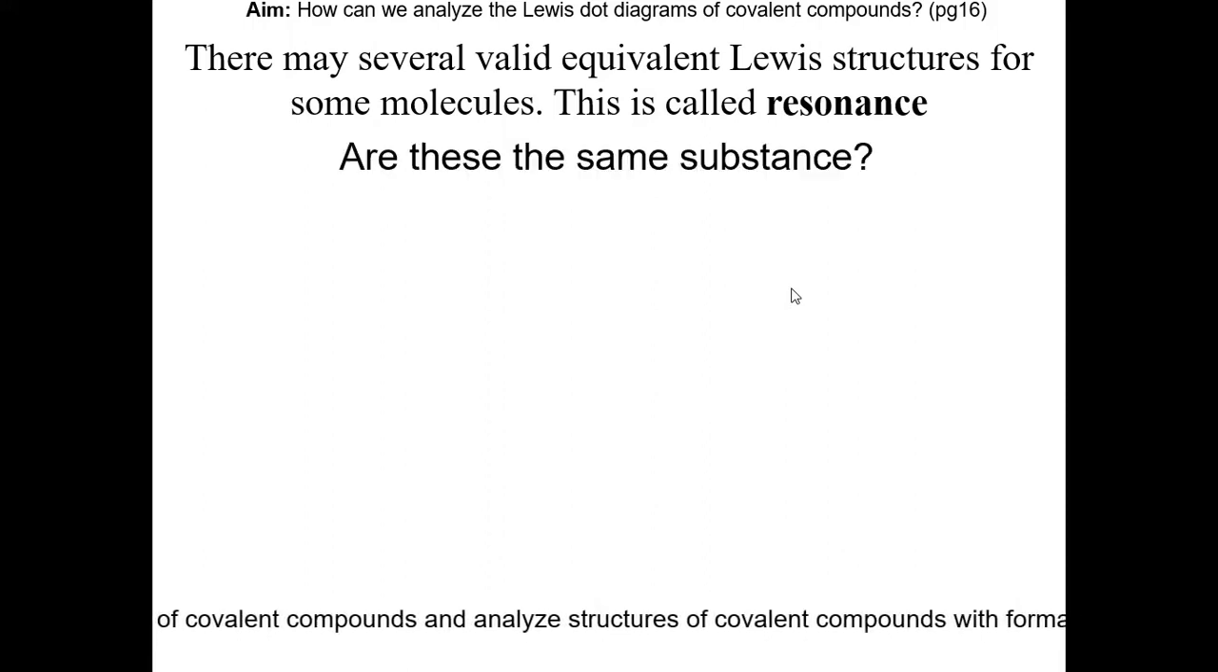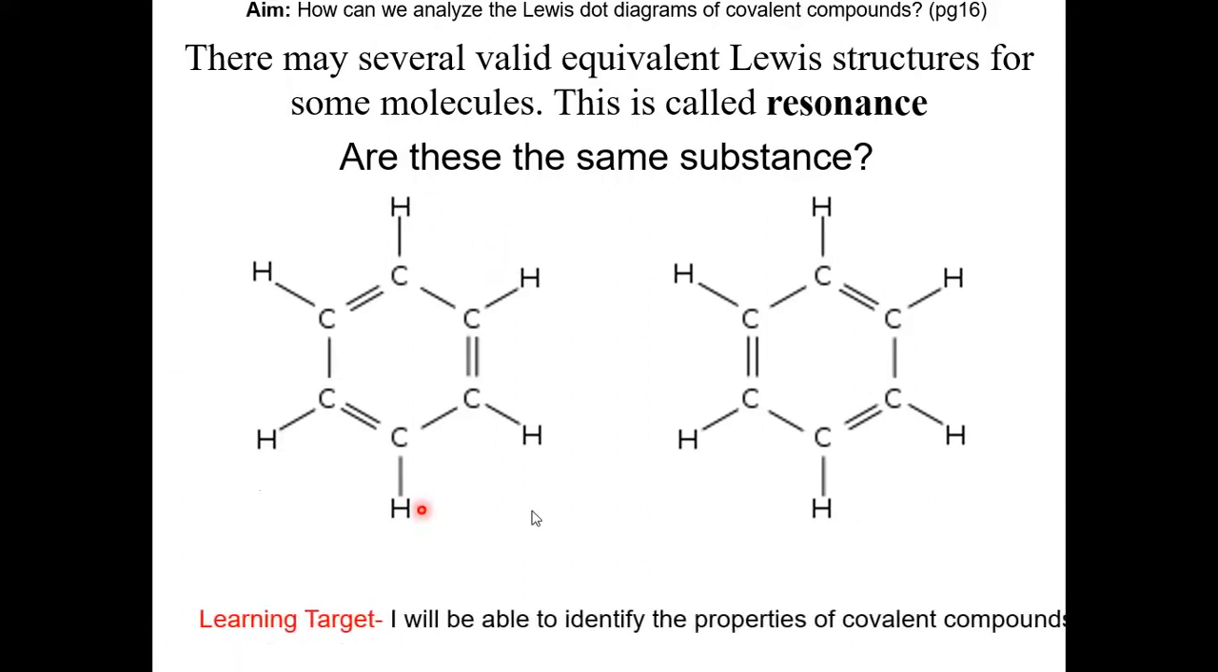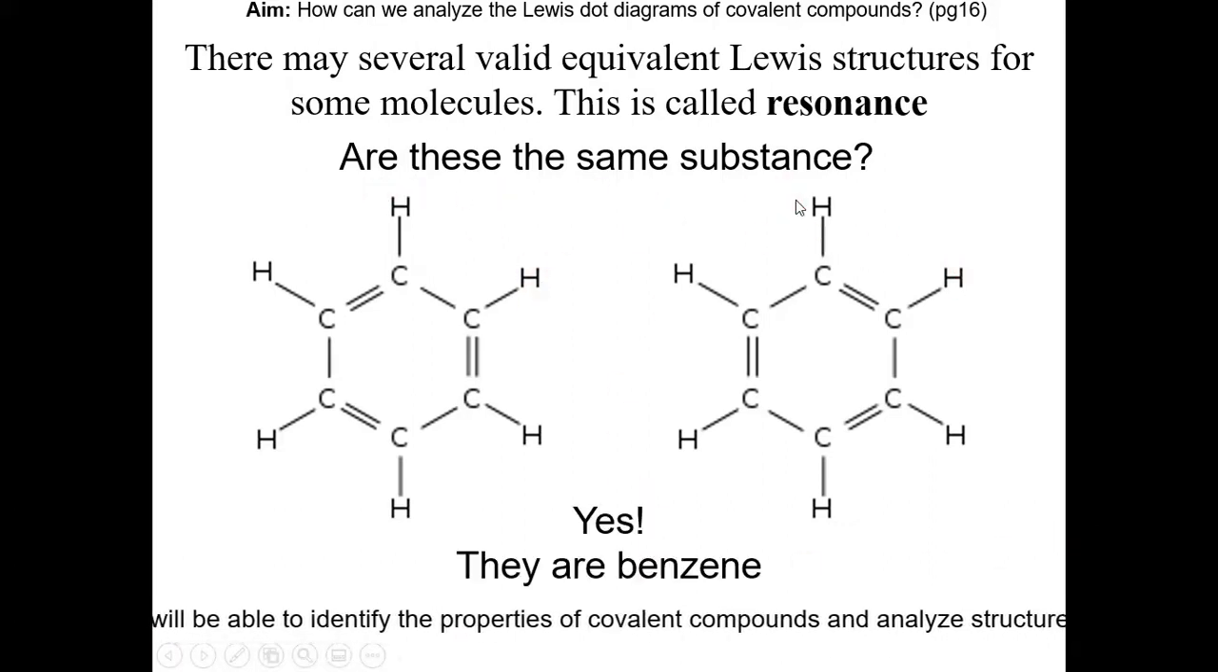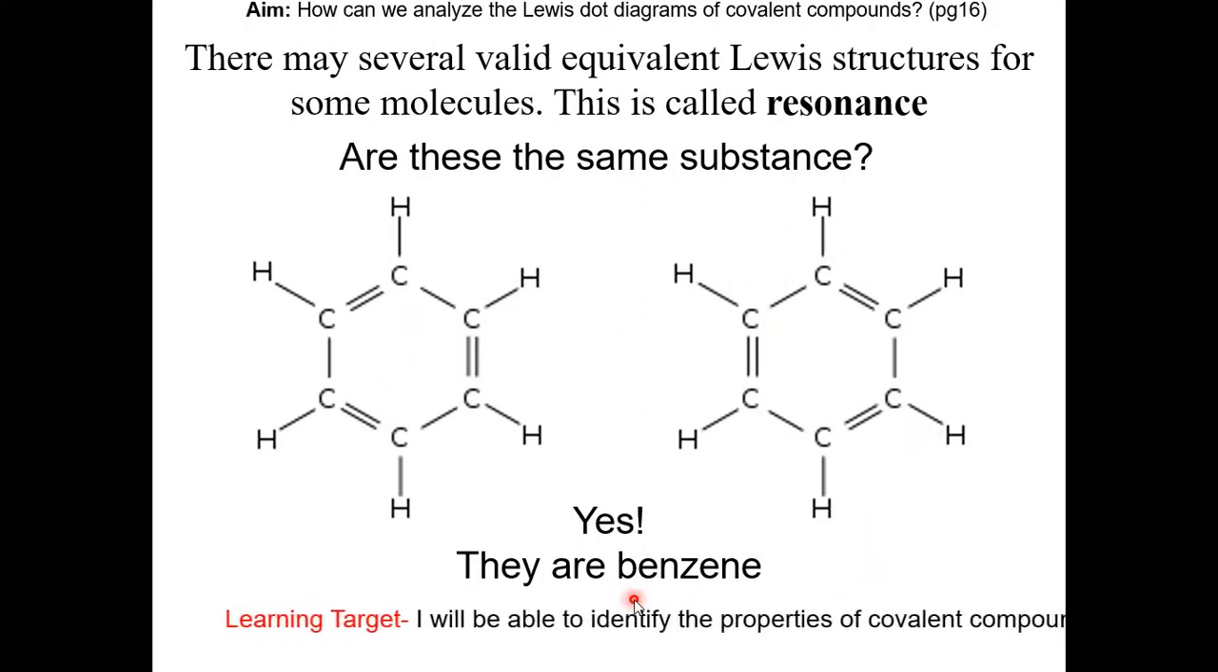Not all molecules have resonance structures, but if a molecule has resonance structures, each of those resonance structures represents that molecule. There might be one resonance structure that's more favorable than the others, but all those Lewis dot diagrams represent the substance to some degree. For example, here we have a resonance structure of benzene. Are these the same substance? The answer is yes. These two Lewis dot diagrams are not isomers of each other. If they were isomers, then they would be different substances, but these are resonance structures of each other. So they are referring to the same substance, which is benzene.